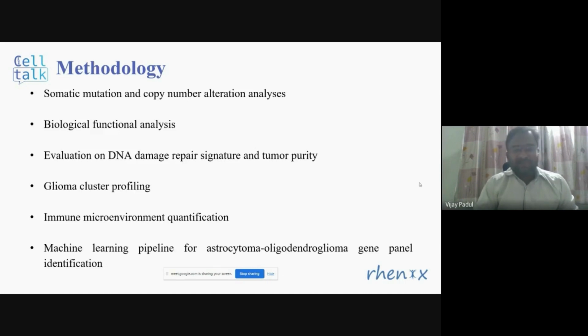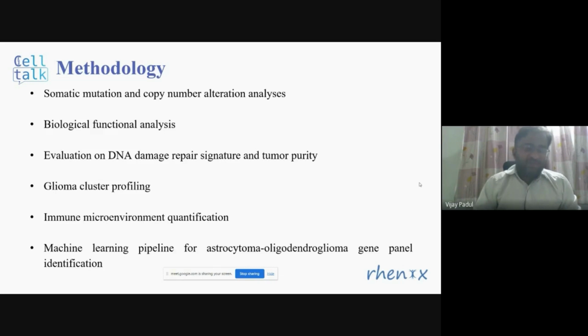DNA damage repair genes play an important role in tumor biology. If these genes are not functional or adequately functional, or are mutated, then one more avenue for controlling the tumor is lost. So it is important to identify whether DNA damage repair related genes are intact in the tumor or not, and its correlation with tumor purity.